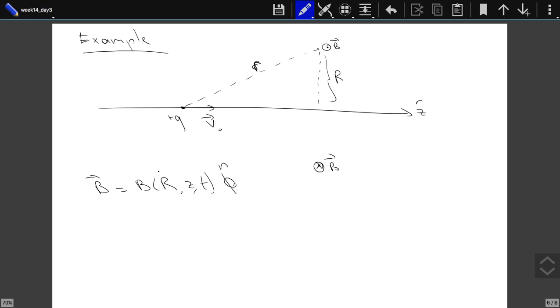Now I will just assume a circle around the z-axis. This is my circle. This is the direction of my loop.